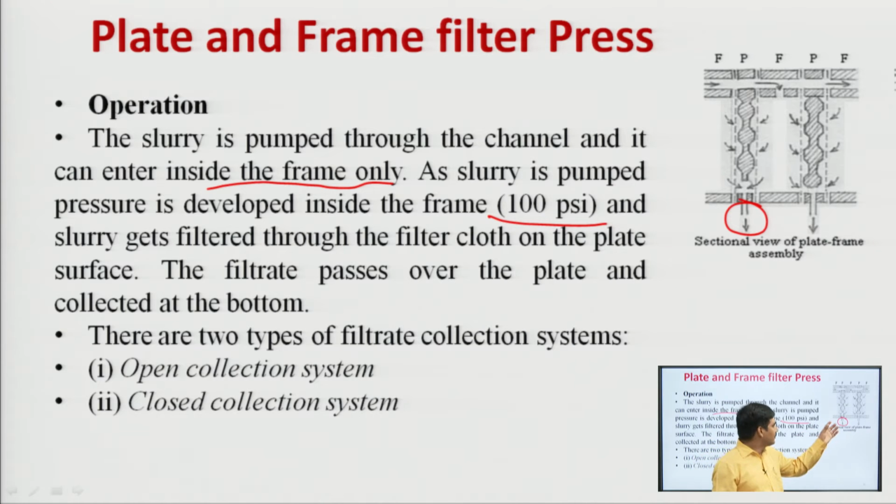Open collection system means that as soon as the slurry passes through the plate, the filtrate is collected out. In the closed collection system, the system is closed initially, and as some amount of liquid is filtered it is collected in the plate. After that, the system is opened and the liquid is collected out.